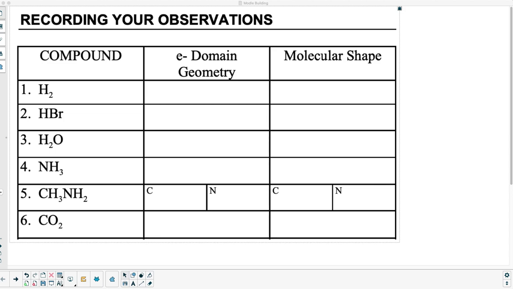So let's take a look at this. This is recording your observations, the compound, electron domain geometry, and molecular shape. To be able to do electron domain geometry and molecular shape, you need to write the Lewis structure. So let's go to the Lewis structures.